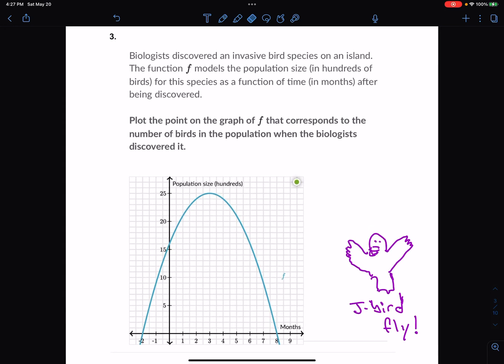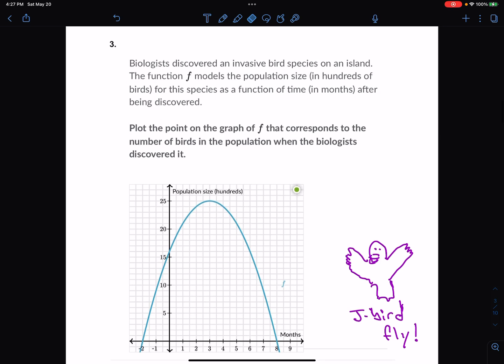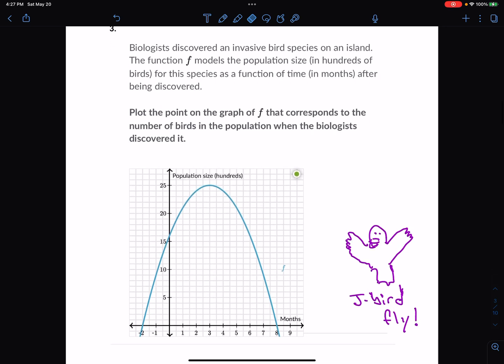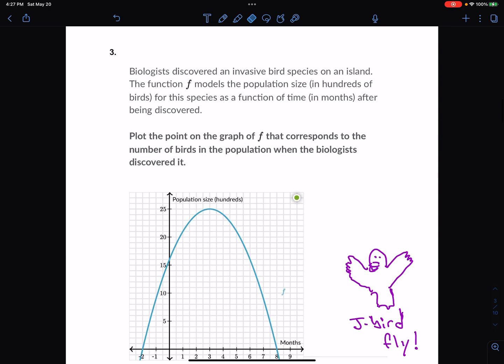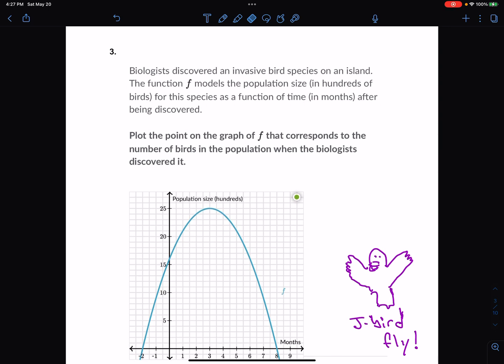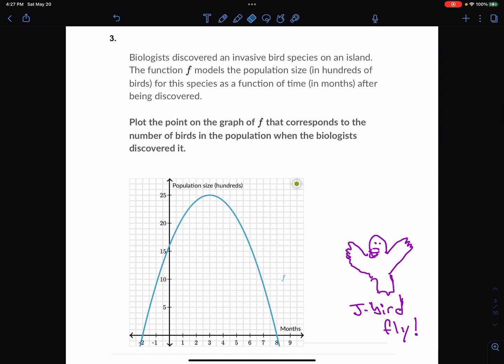Okay, here we're going to be looking at some graphs of these quadratics and interpreting the graph. So we got a little story here. Biologists discovered an invasive bird species on an island. The function f models the population size in hundreds of birds for this species as a function of time in months after being discovered.